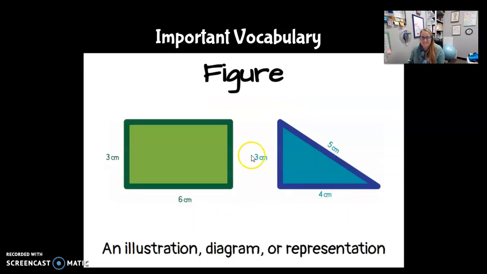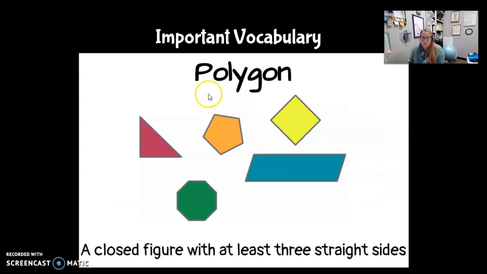Our next word is figure. A figure is an illustration, diagram, or representation. So sometimes we'll say, look at this figure, and if we say that, we're saying, look at this picture that is on the page. The next word is polygon.